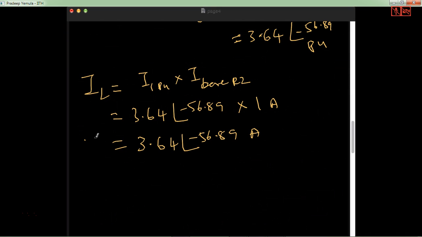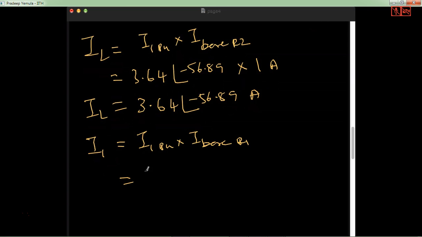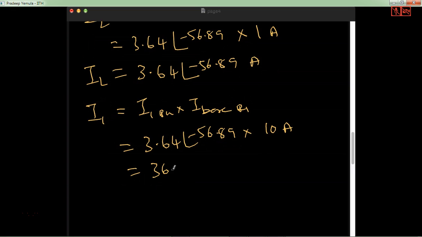However, if I want to find the source current, then I1 per unit into I base of region 1. So that is 3.64 angle minus 56.89, and here the base current is 10 amperes. So therefore you will get 36.4 angle minus 56.89 amperes. So this answer also matches with our earlier solution.